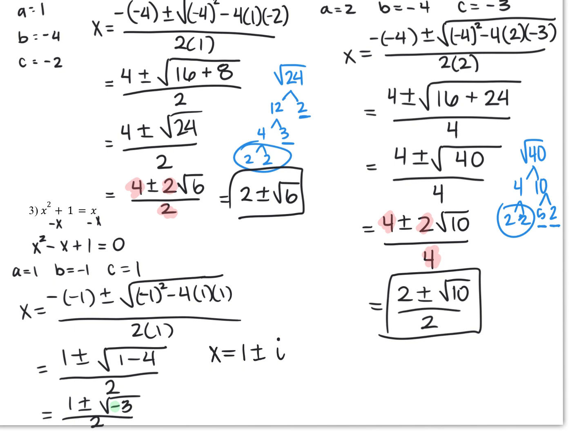The next thing I need to check is to see if the number underneath the square root will simplify. And 3 doesn't simplify, because 3 is just 1 times 3. So it's going to be 1 plus or minus i square root 3 all over 2. And there is no simplifying anything, so that's going to be the final answer.